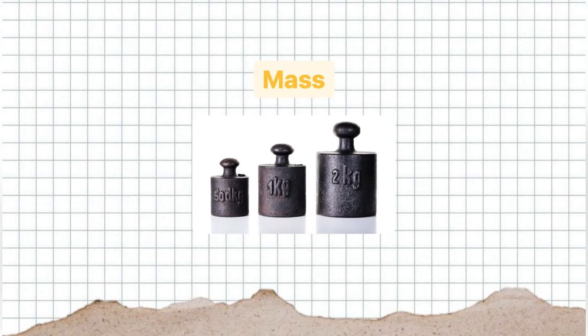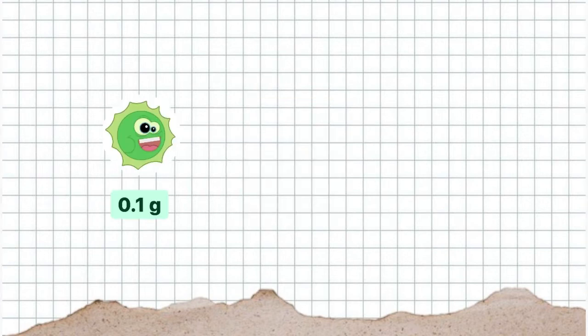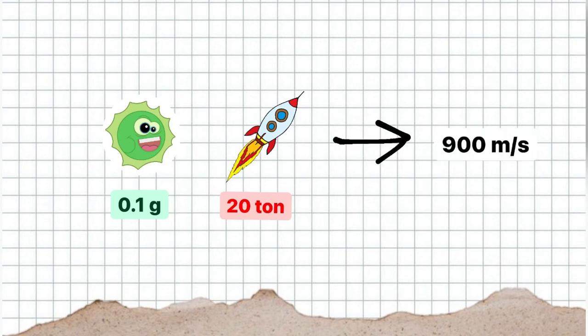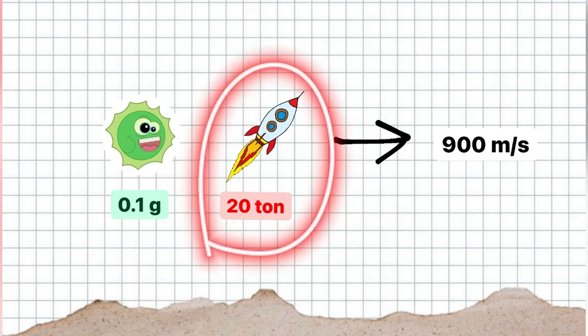Meanwhile, if mass and all other factors remain constant, such as speed of the object, the more mass the object has, the more kinetic energy it holds. So, assuming our particle weighs 0.1 grams and our rocket weighs 20 tons, and both are traveling at 900 meters per second, the rocket will have noticeably more kinetic energy than the particle since it has much bigger mass, but the speeds are the same.